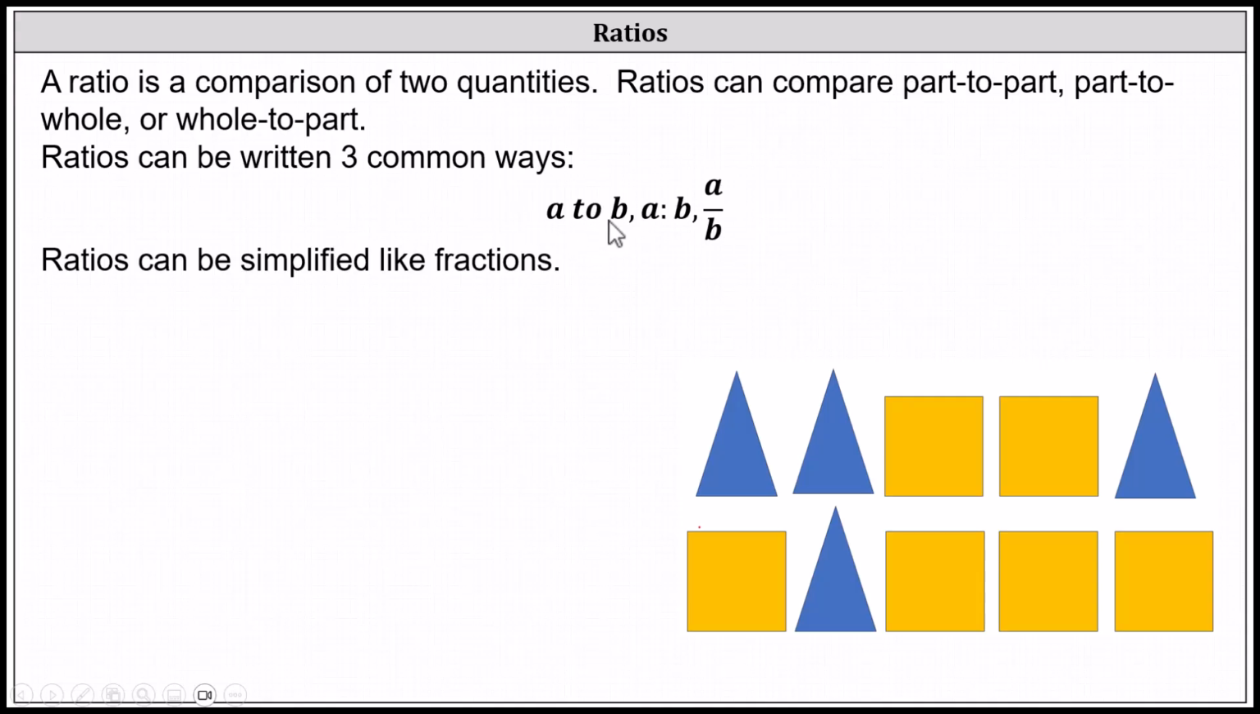A, the word "to", B; A colon B; as well as using a fraction bar, where we have A over B. Ratios can also be simplified like fractions. Let's take a look at some examples.